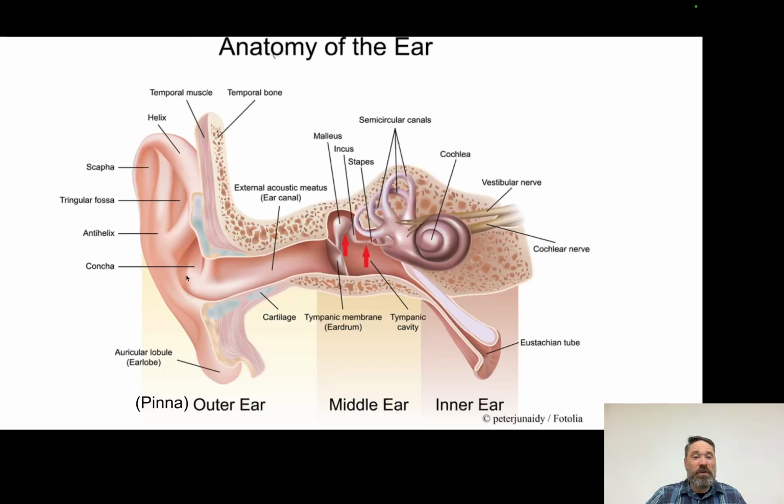Eventually, though, enough of those vibrations in air are able to make it into the ear canal, this part here, the external acoustic meatus, making their way through. So we've got vibrating air that makes it inside the ear canal and eventually gets all the way up here to the eardrum, tympanic membrane.